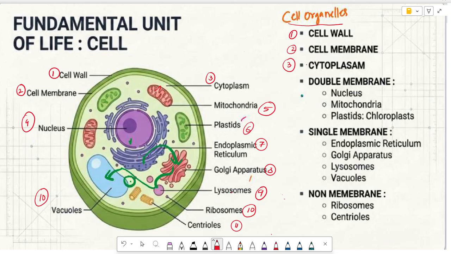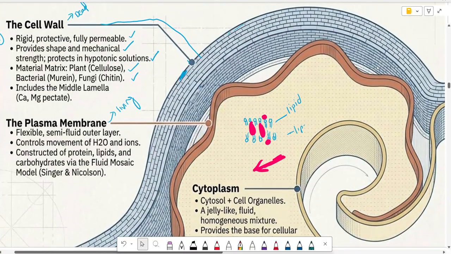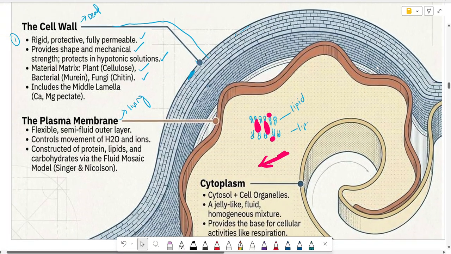Out of that, in this video, we will try to finish the first three. What are the first three? Cell wall, plasma membrane, cytoplasm. I hope if you learn in this way, the names are finished.